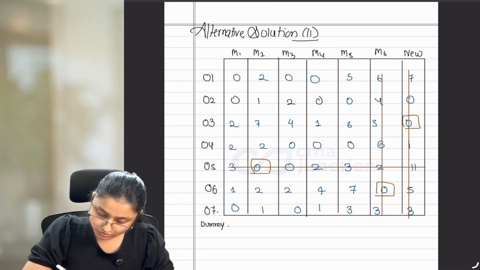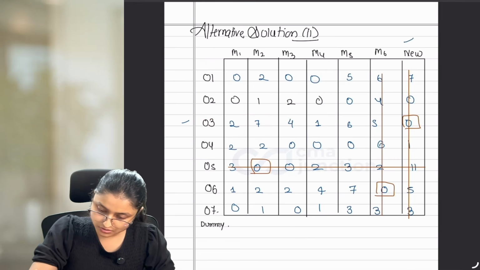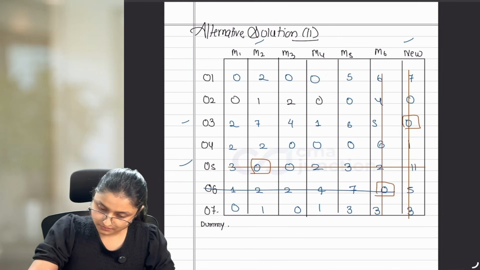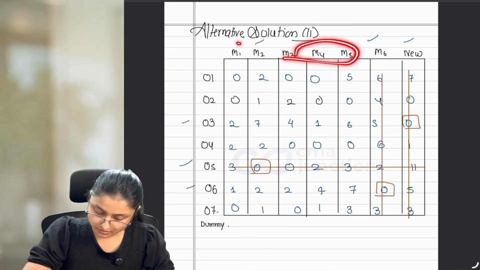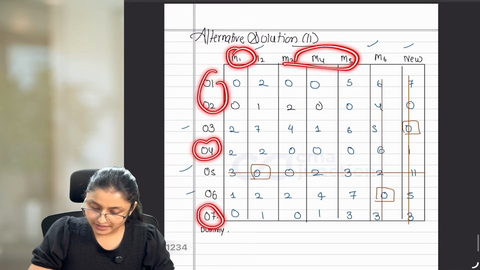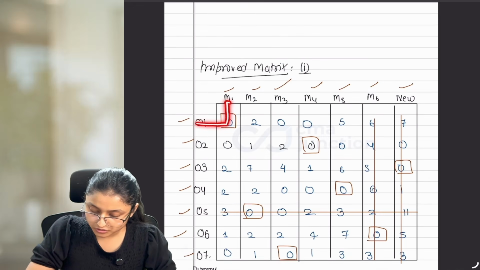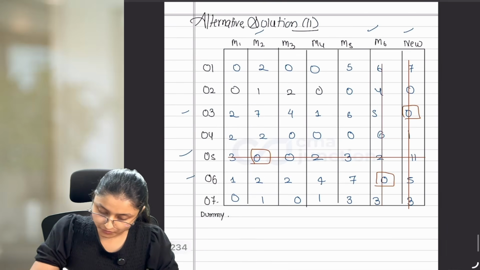Now, let's mark all those situations where allocation is already done. So for 3 and new, we have done the allocation. Then for 5 and M2, we have done the allocation. Next, for 6 and M6, allocation is already done. These are the things which are already done. And now we are left with 4 situations to allocate. In the first alternative, what I did, I allocated the first operator to first machine. Now I am allocating the first operator to the third machine. Okay? If I do this, 1 and 3rd is booked.